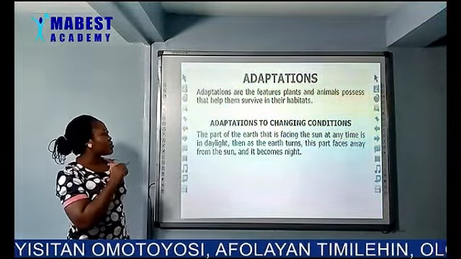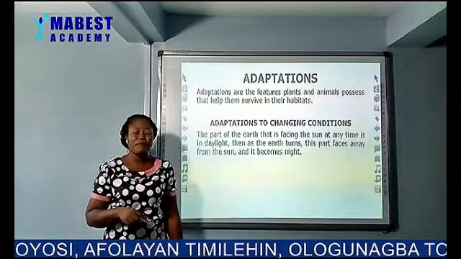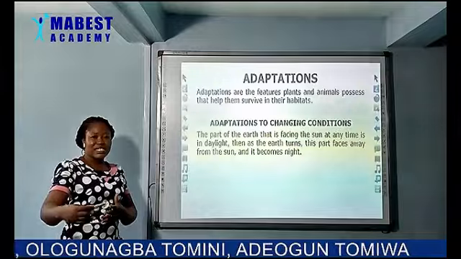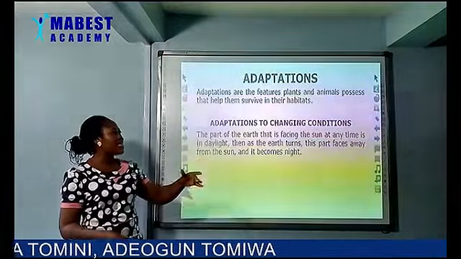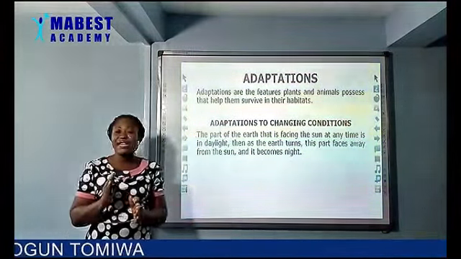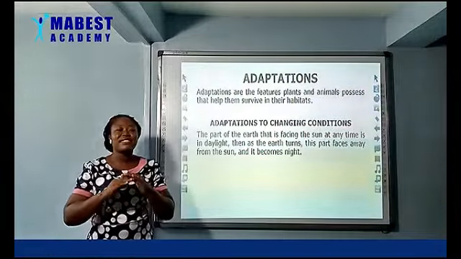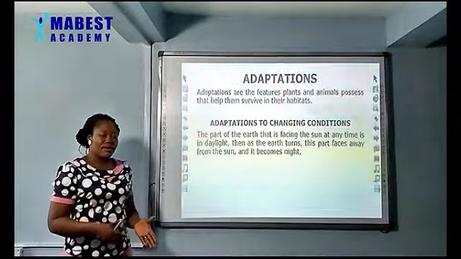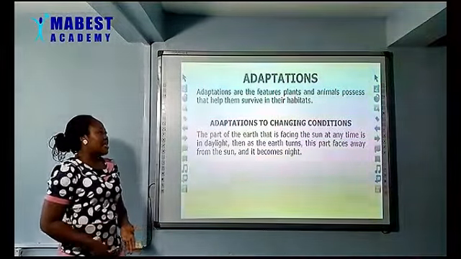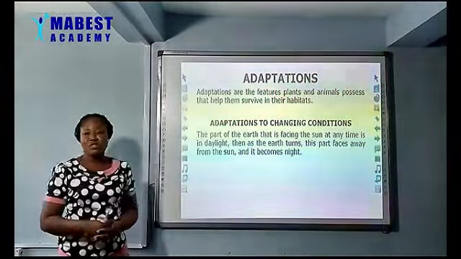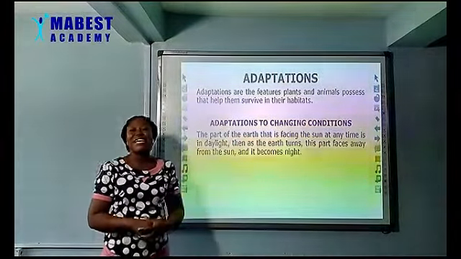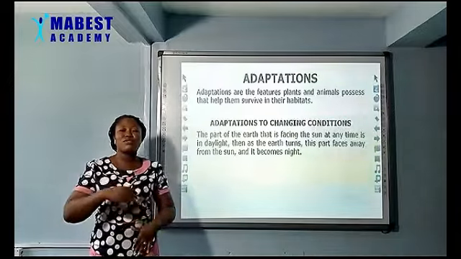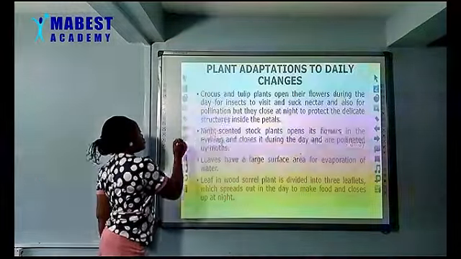When we're talking about this, we're talking about the earth itself, how we have day and night. How does this take place? The part of the earth that is facing the sun at any time is in daylight, while when the earth rotates, this part faces away from the sun and it becomes night. So that is how we have adaptations to changes in conditions.